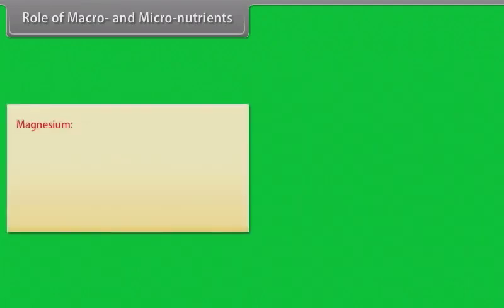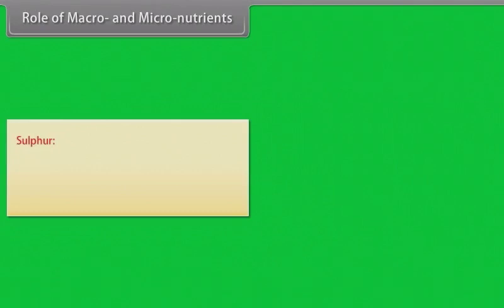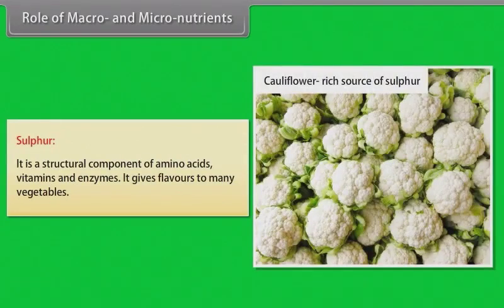Magnesium. It is a structural component of the chlorophyll molecule and is required for functioning of enzymes in plants to produce carbohydrates, sugars, and fats. It is essential for the germination of seeds and is used in formation of fruits and nuts. Sulfur. It is a structural component of amino acids, vitamins, and enzymes. It gives flavors to many vegetables.